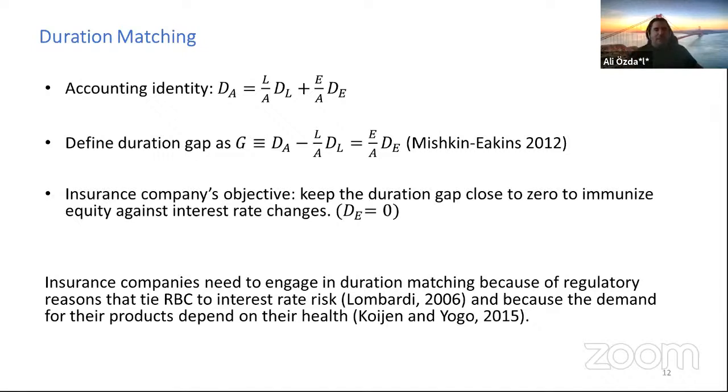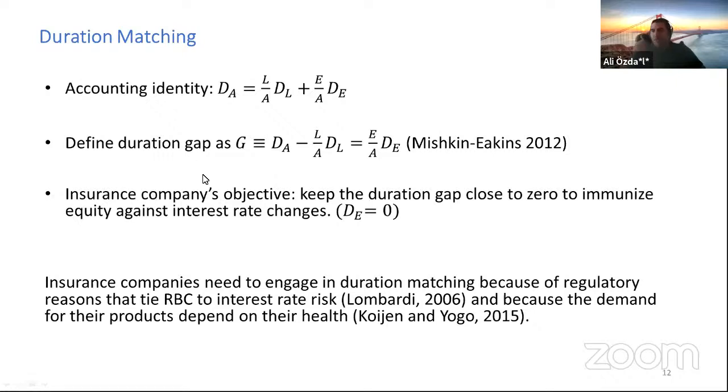By the way, I realized that I didn't define duration because I assumed everybody would know what it is. But duration is essentially, in the simplest terms, the sensitivity of the value of a corporate bond to interest rates. So if the bond value is more sensitive to interest rates, then you would call that bond a higher duration bond.